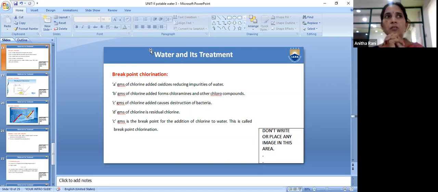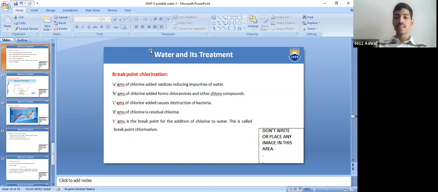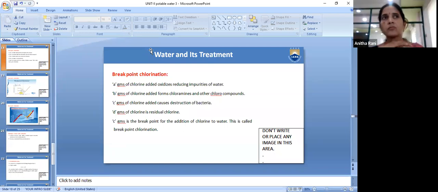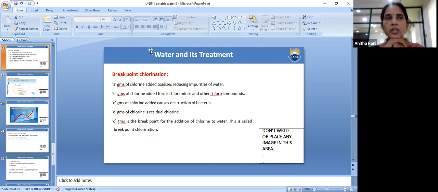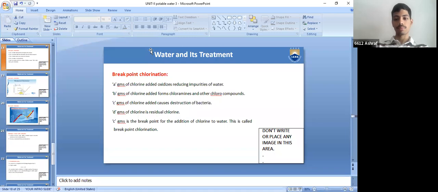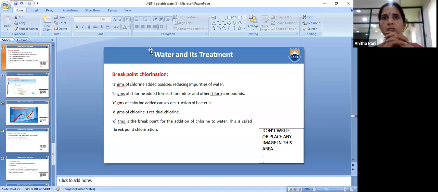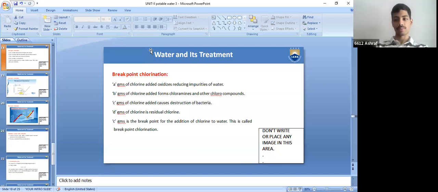What forms at C grams of chlorine? HOCl. So that's a powerful disinfectant, and it will destroy bacteria. C grams is called the breakpoint of chlorine. And at D grams, it's called residual. D grams of chlorine is needed for us. D grams of chlorine is called residual chlorine.